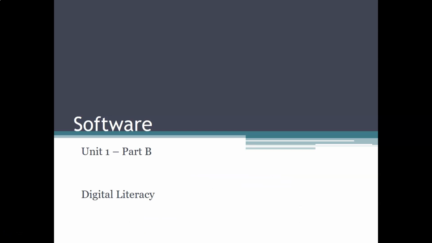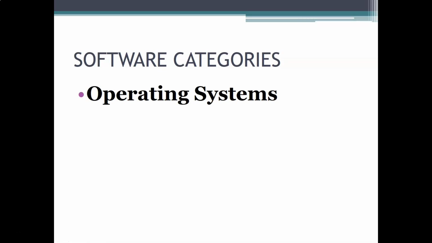Okay, so Part A was all about the actual physical computer, and so Part B is going to focus more on the software side of it. So what is inside of a computer technology-wise that makes it a computer? Okay, so you got two software categories, and those are operating systems and apps.